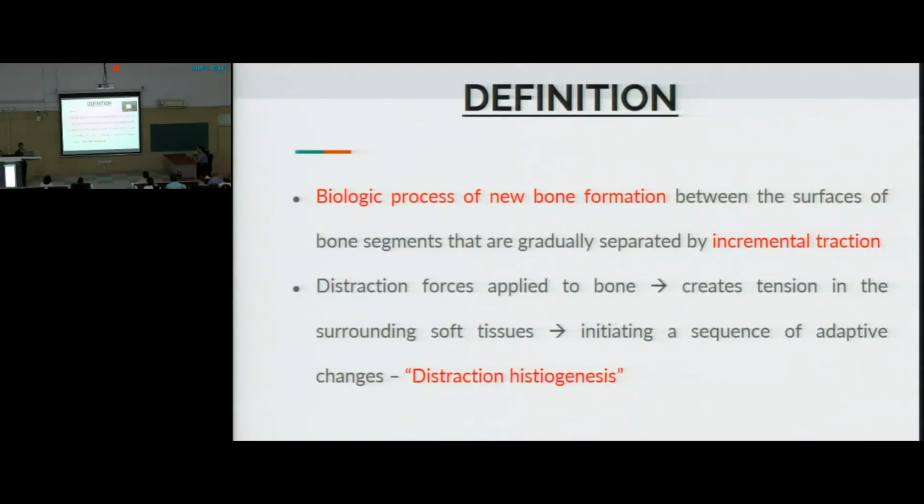What is distraction? It is a biologic process of new bone formation between the surfaces of the bone segments, which are separated by incremental traction. And when this distraction force is applied to the bone, it causes tension in the surrounding tissues, which gives sequential adaptive changes, which is the term distraction osteogenesis.